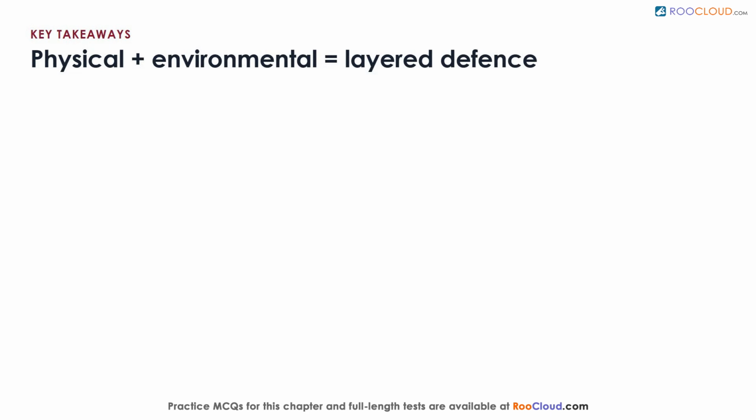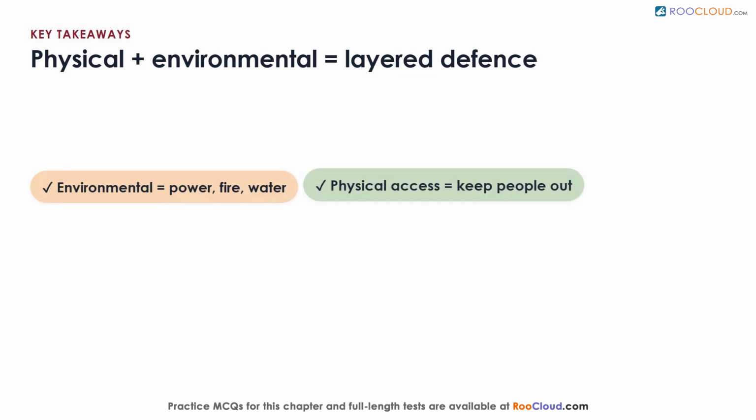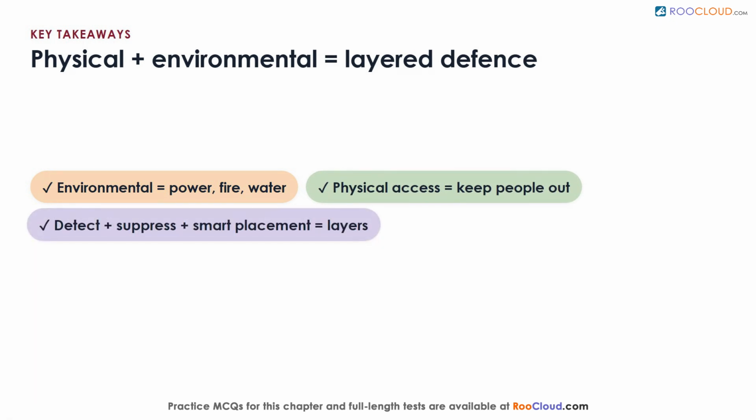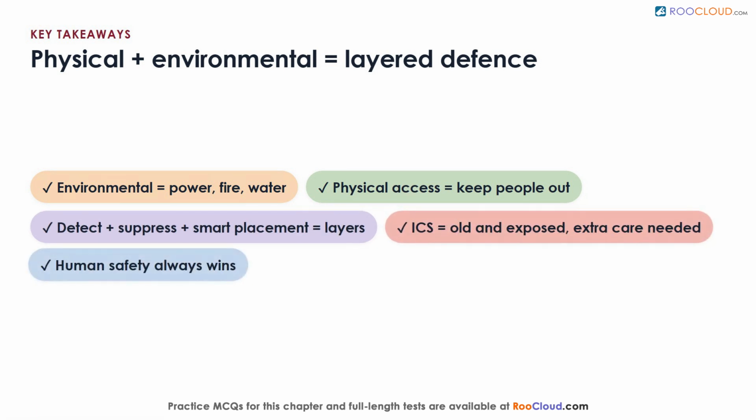So let's bring it together. Environmental controls protect against power loss, fire, and water. Physical access controls keep the wrong people out. Detection, suppression, and smart placement work as layers. Industrial control systems need extra care because they're old and exposed, and human safety always wins. Get the physical layer right, and your logical controls finally have a fortress to stand in.